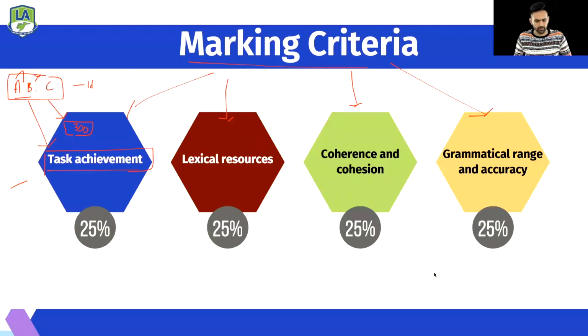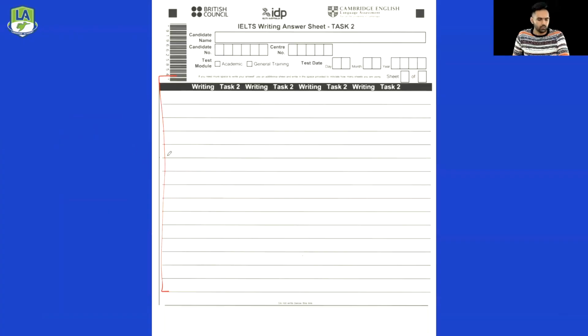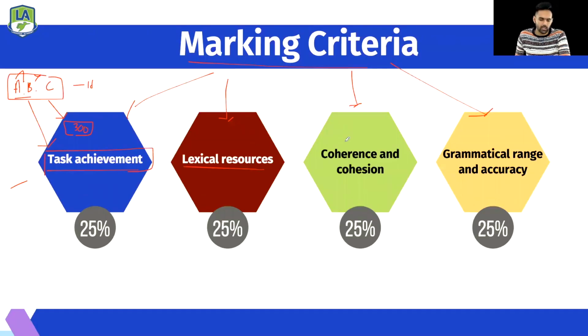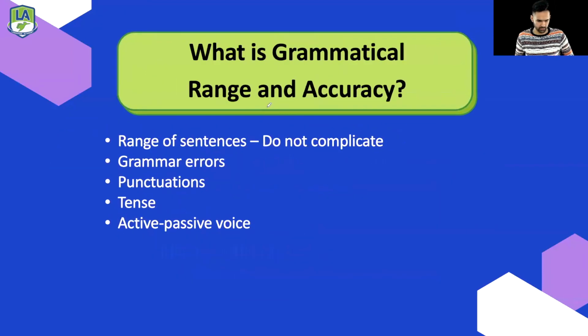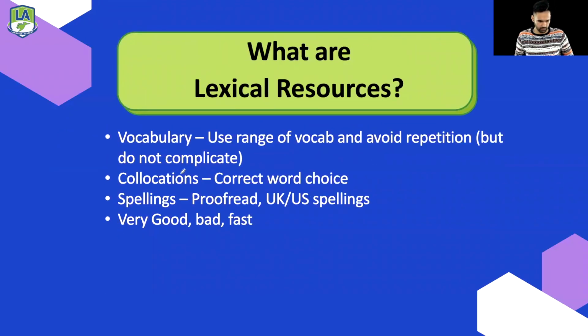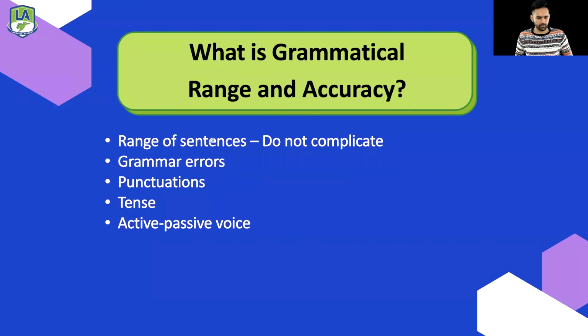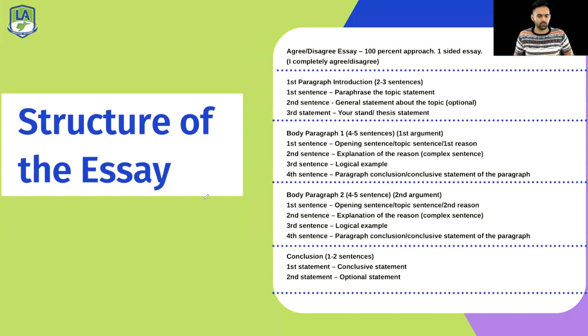So as I've explained here: lexical resources, vocabulary, flow, and then accuracy and range. Task achievement, coherence, cohesion, lexical resources, and accuracy. Be very careful with your spellings as well. Don't mix UK and US spellings. And for your grammatical range and accuracy, be very careful with full stops, commas, and question marks as well. Use active and passive voice both, and be careful with your tense as well. So that was the scoring or marking criteria.